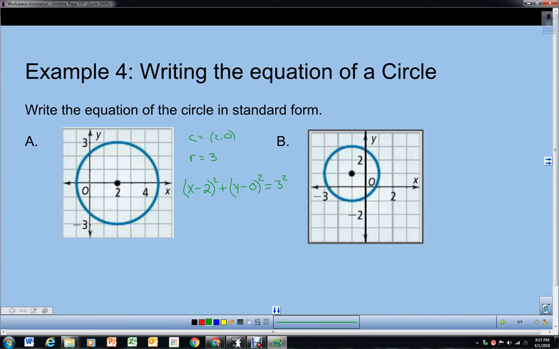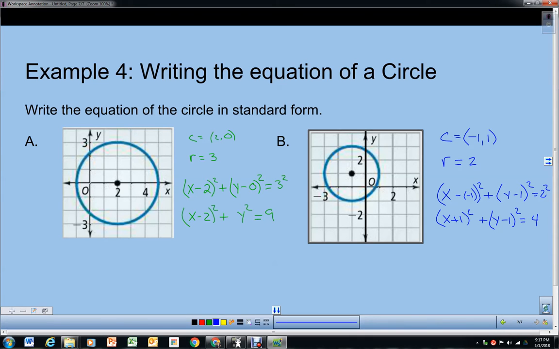Now when we have a 0 in this case, when we rewrite this, we're just going to put y minus 0, which is just y, and we're going to square it like so, equals our radius squared, which is going to be 9. So this becomes your answer: x minus 2 all squared plus y squared equals 9. So now you try B, come back and see how you did.